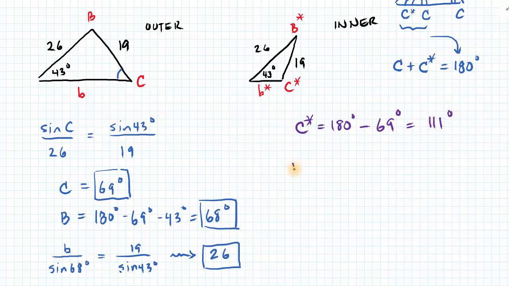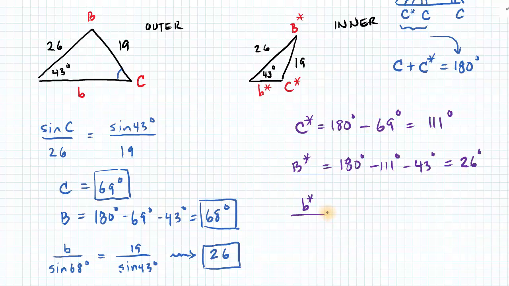Then we'll follow the same process that we did with the other triangle. Next we'll find B star. B star will be 180 minus 111 minus 43. And when we do all that subtraction, we're going to end up with 26 degrees for the measure of angle B star. The last thing is to find little b star.